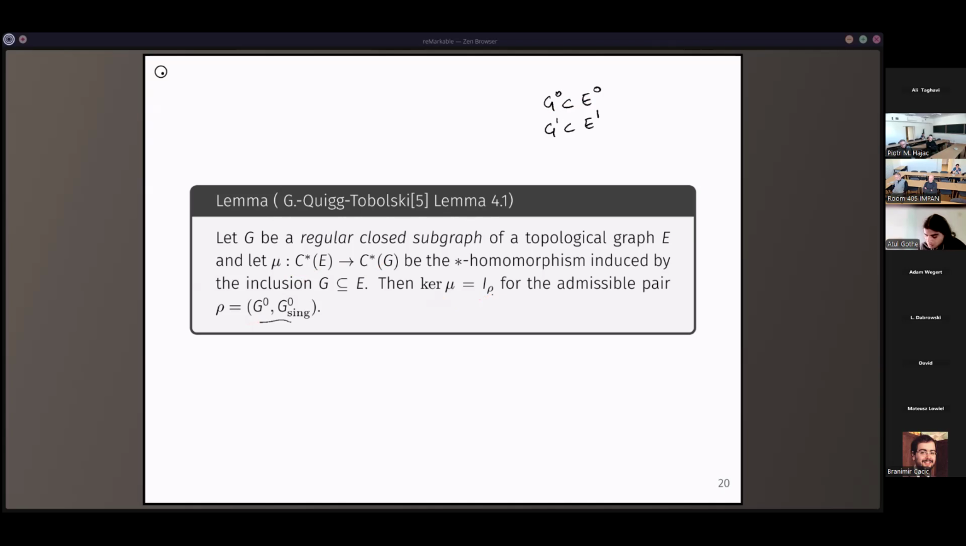So if G embeds inside E, then we have the map from C star of E to C star of G, which is surjective. And the kernel of this map corresponds to just G0 inside E0 and G0 singular inside E0. And both will be closed.